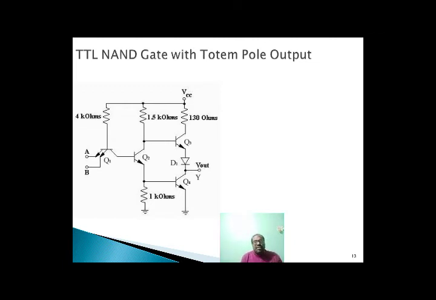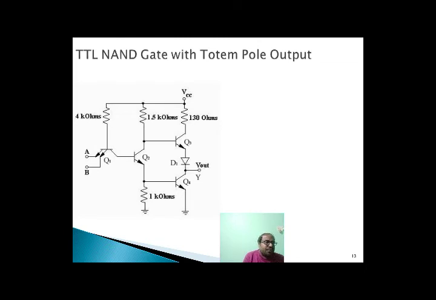Okay, now go for the operation here. If both the inputs A and B are low, the base emitter junction of Q1 is forward biased and its base collector junction is reverse biased. Then there is a current from VCC through R1 to the base emitter junction of Q1 and into the low input, which provides a path to the ground for the current. Hence there is no current into the base of Q2, making it go into cutoff condition.